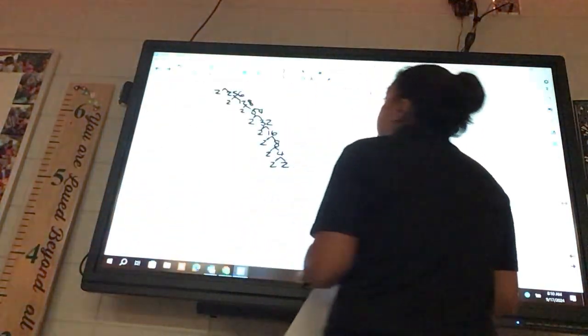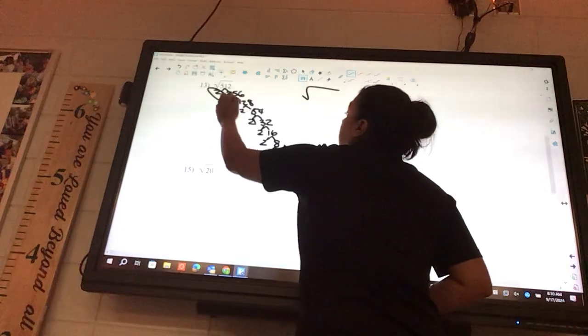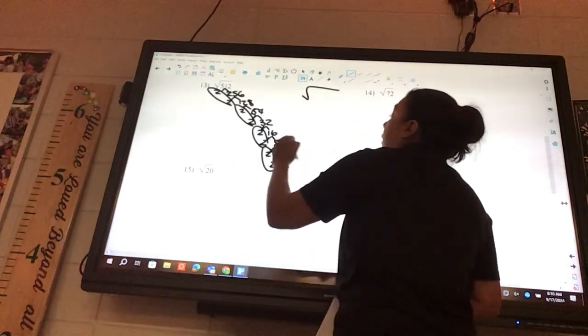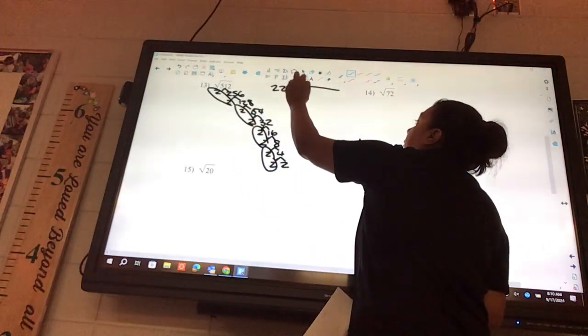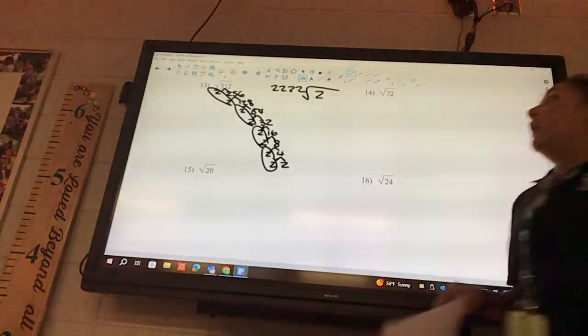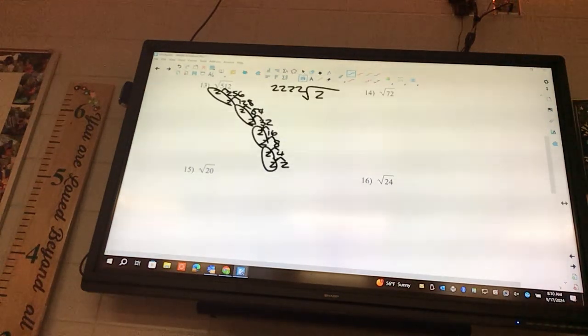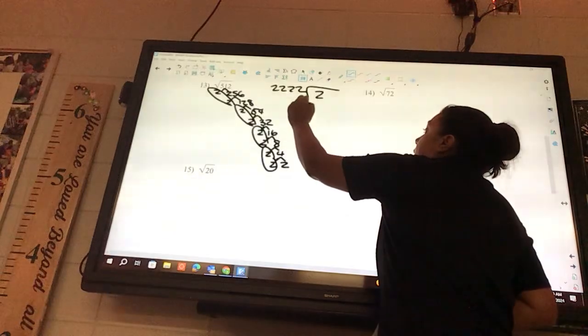Okay, how many groups of 2s are going? 4. 1, 2, 3, 4. I agree. Who cannot go? 2. 1, 2. Okay. And then what are you going to do with the numbers on the outside? Multiply them. So 2 times 2 times 2 times 2. 16. So it's going to look like 16 square root 2.